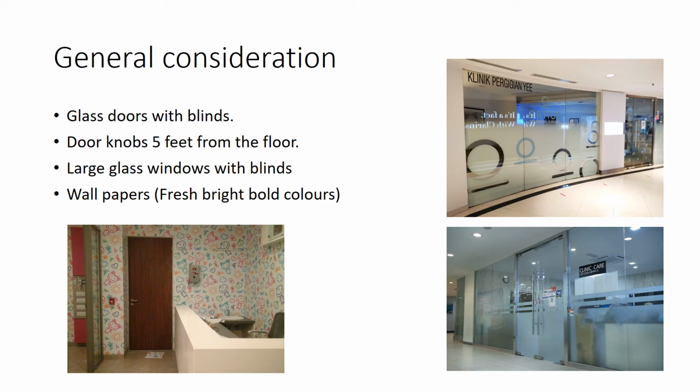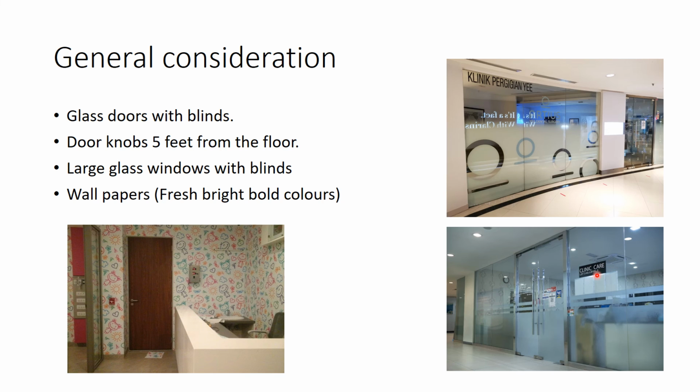Some general considerations when you are planning your clinic: having soundproof glass doors with blinds is a very good method of having privacy, as well as a good look. In this clinic, these are the glass doors on the front door. It gives you semi-privacy. You can see what is happening inside, but not completely. Similarly, in this clinic you also have glass doors and large glass windows. Again, you can put in blinds to cover them for privacy, then uncover them for transparency.